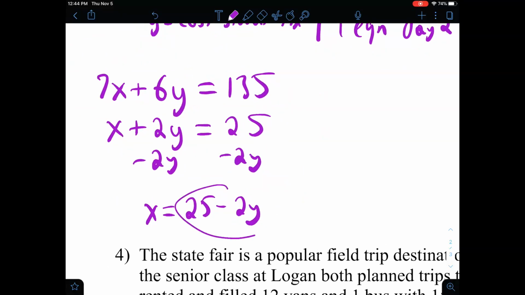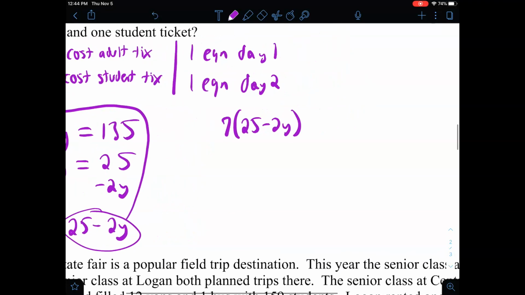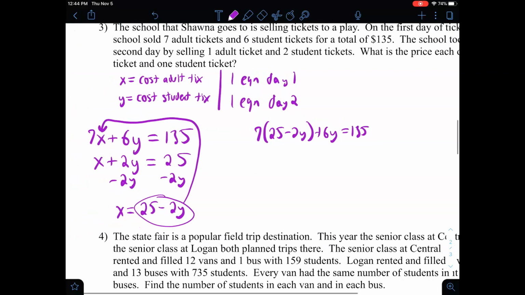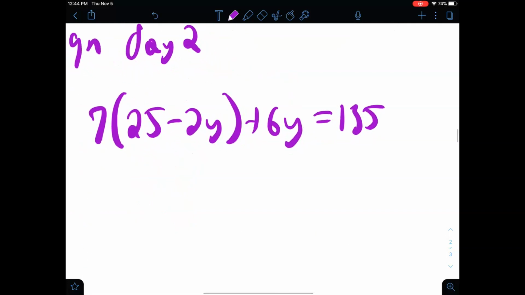Okay, so substitution, what we're literally going to do is take whatever x or y is equal to, and substitute it into the other equation. So we're going to substitute in for x. So we're going to have 7 times x, which is 25 minus 2y, plus 6y, equals 135. Because we literally replace x with that, and the rest of the equation is the same. And the reason we do that is because now we have all y's, and we can solve something with all y's, which is great.